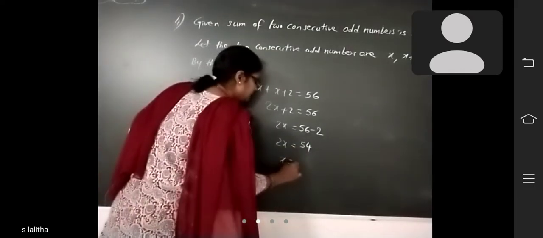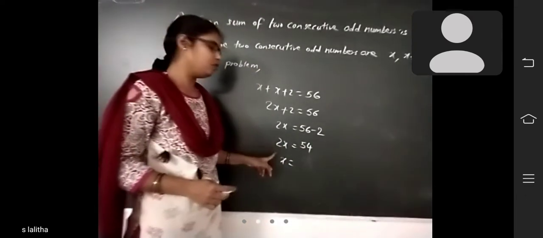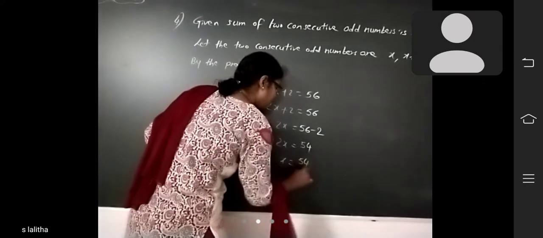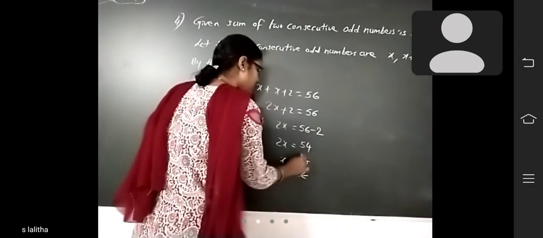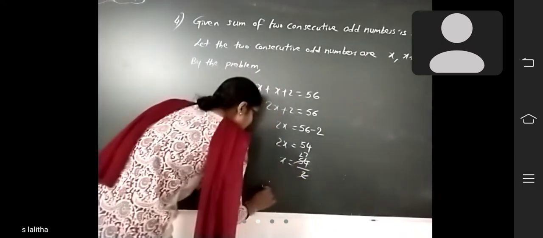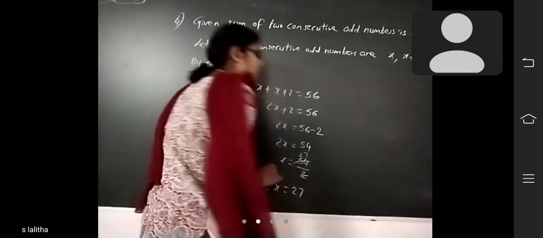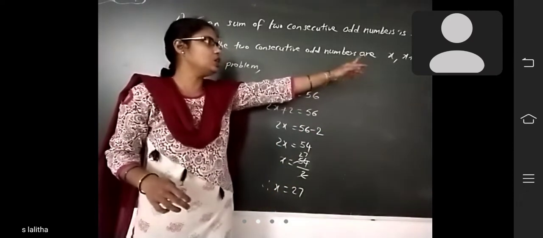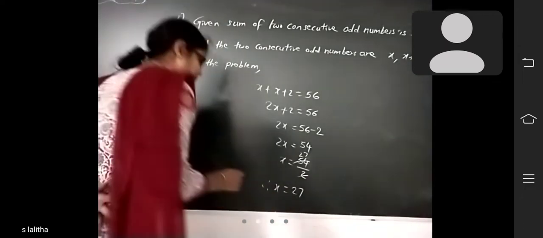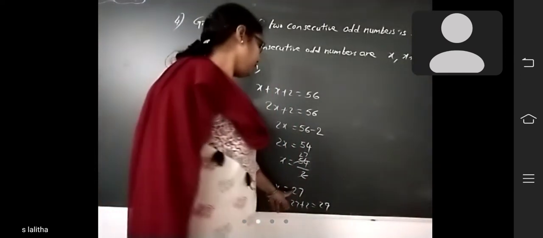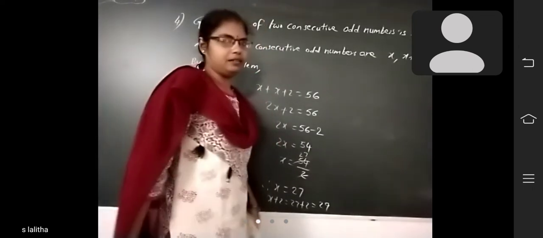54. So x is equal to, here 2 is multiplied by x. So if you transpose to the right-hand side, what will become? Divide. So 54 by 2. 2 2's are 4, 1 is remaining, 14, 2 7's are 14. So therefore x is equal to how much? 27. So one consecutive number is 27 and another consecutive number is x plus 2. x plus 2, how much? 27 plus 2, how much? 29. So 27 and 29.